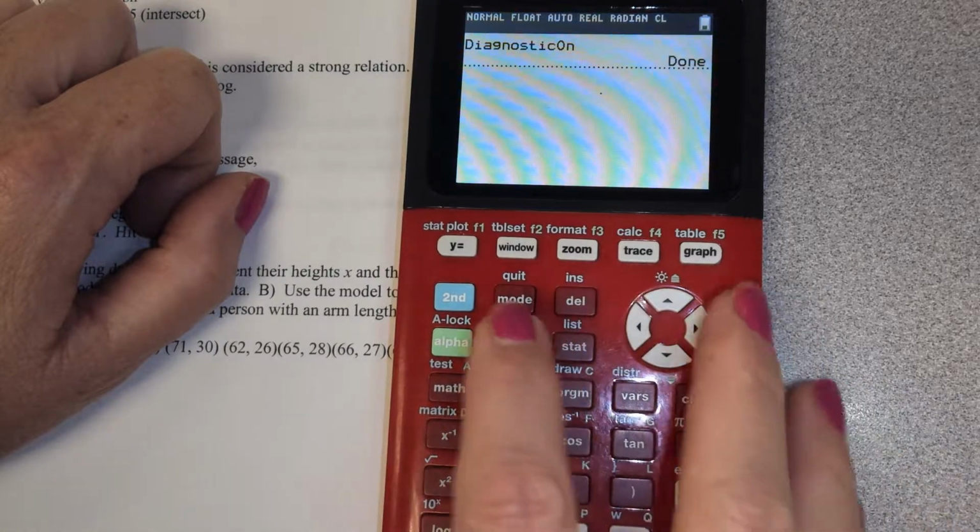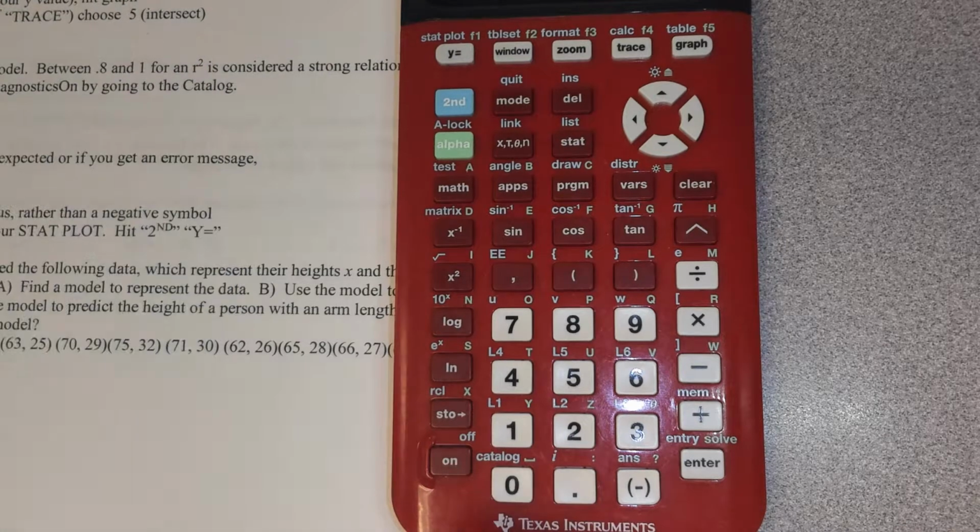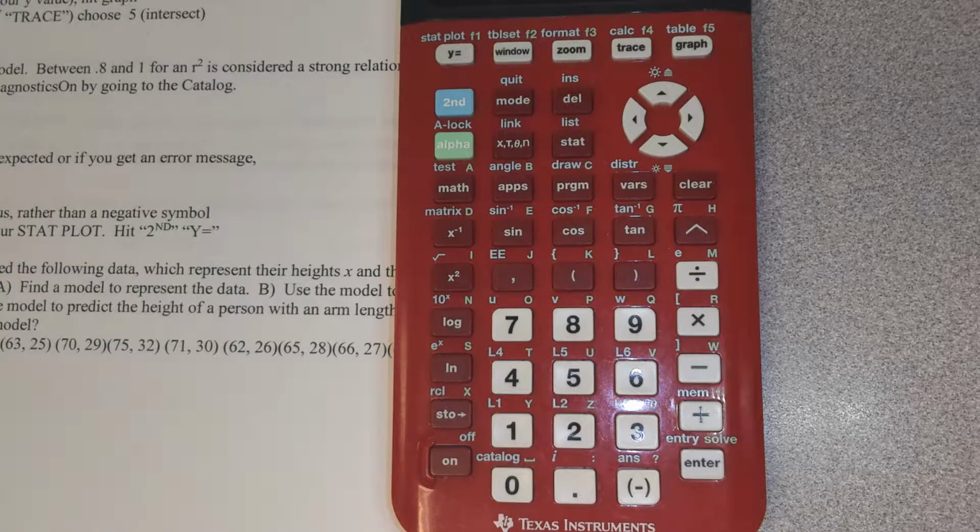Okay, so I went to Second, 0, went to Catalog. I'm okay for today. I don't call them. Can you tell them?